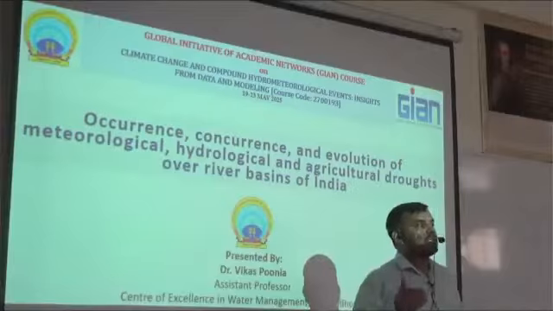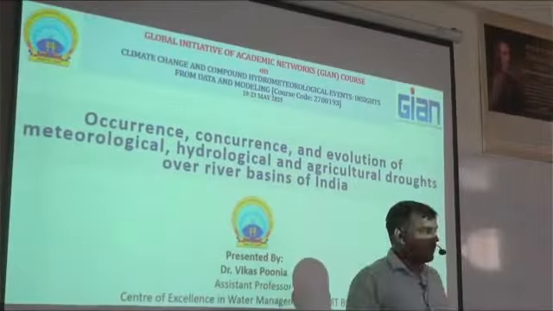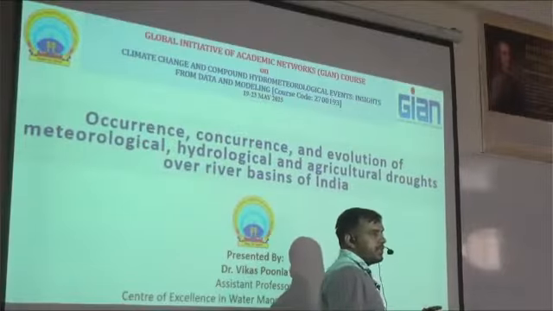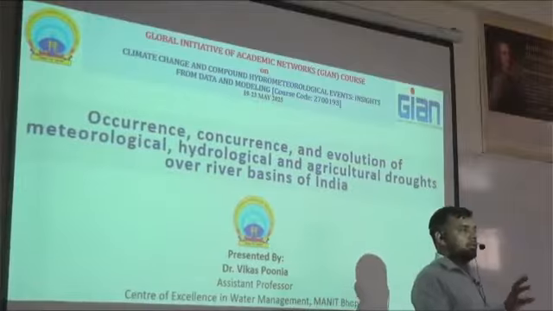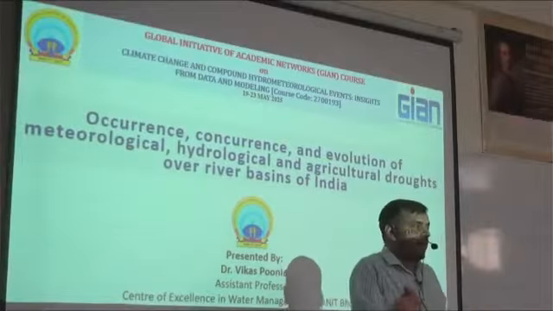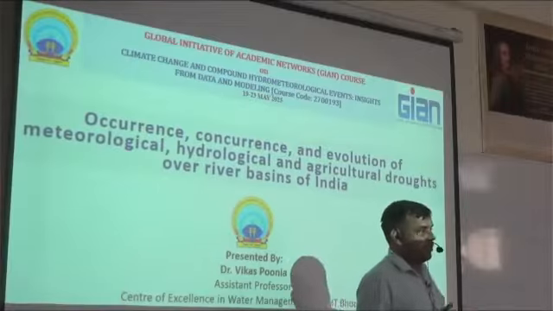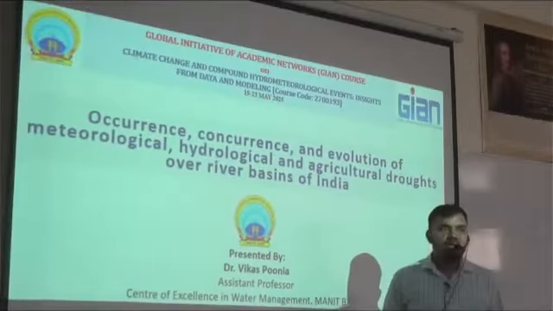Sometimes hydrological plus agricultural drought is occurring at the same time. That is known as concurrence. The second important thing: sometimes a particular drought, like meteorological, is converting into another drought type, like agricultural drought. That is known as drought evolution. So there are three important things whenever you are computing drought.